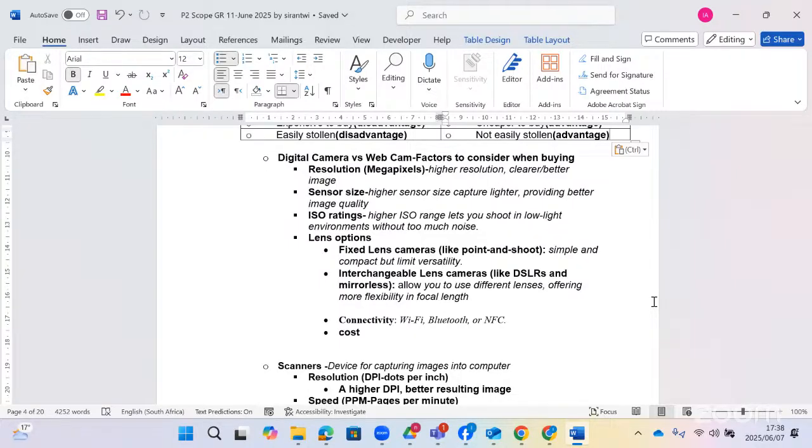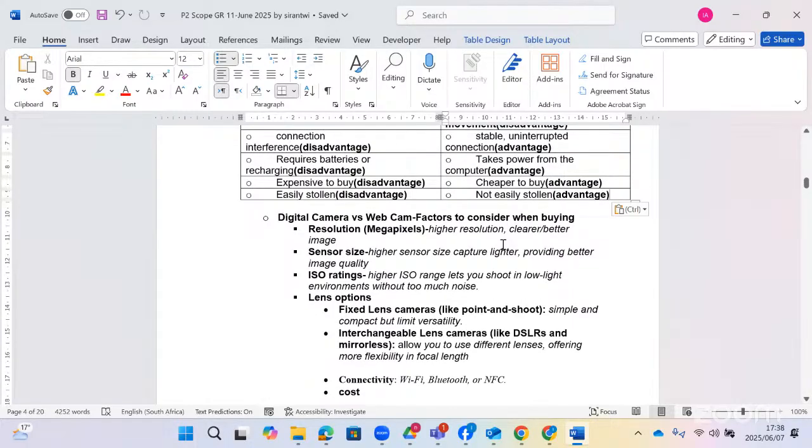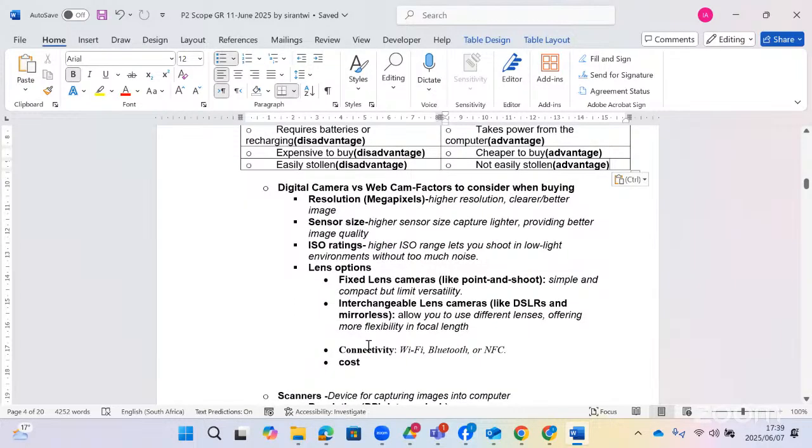Right. Now, the examiners like asking these questions: factors to consider when buying a camera. And then they can restrict you by saying besides resolution. So please take note of maybe ISO rating, maybe connectivity and other factors, but not resolution, because sometimes they restrict you on that.